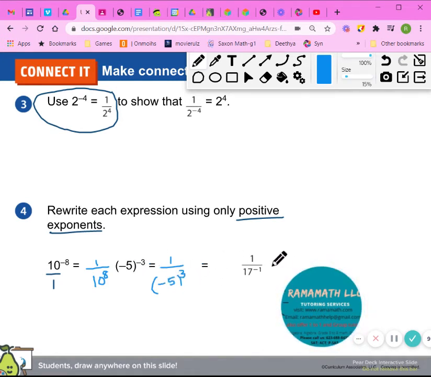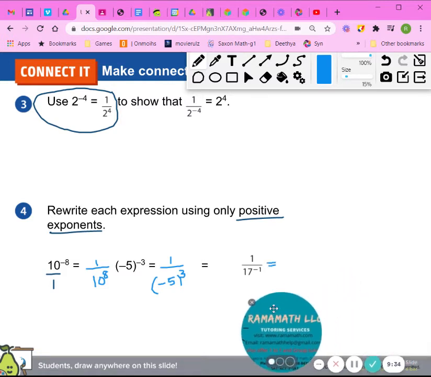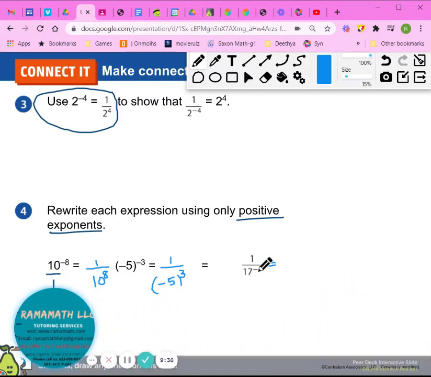Remember that. And then this one here, so you have 17 to the negative 1, but this negative 1 is in the denominator, so bring it to the numerator. It's going to be 17 to the positive 1. Like that, you can switch the exponents to get the answer there. Okay. I'm going to give you guys a minute, so if you need to, pause the video and complete the work.